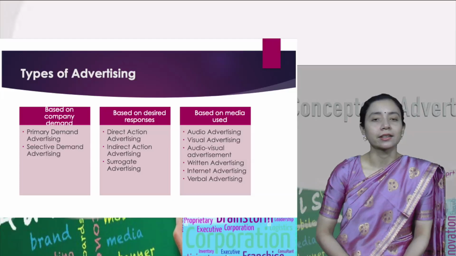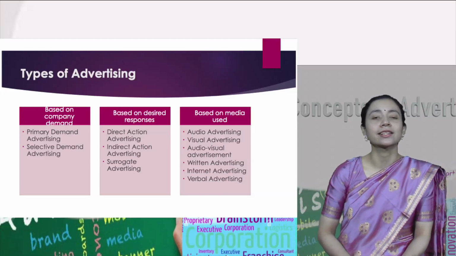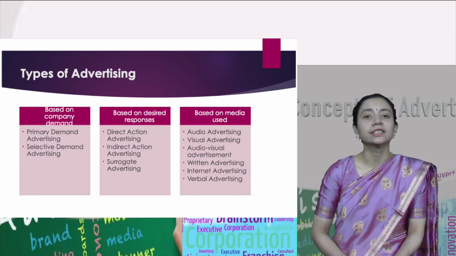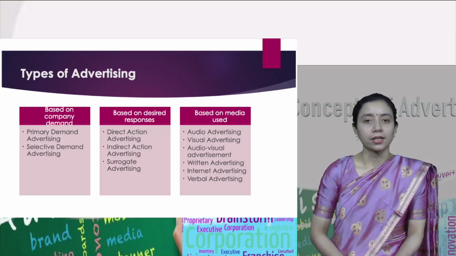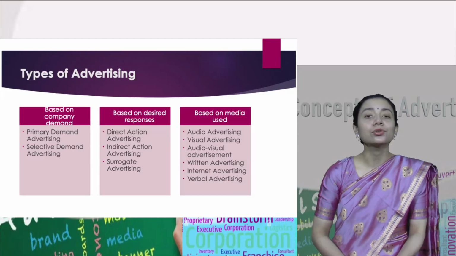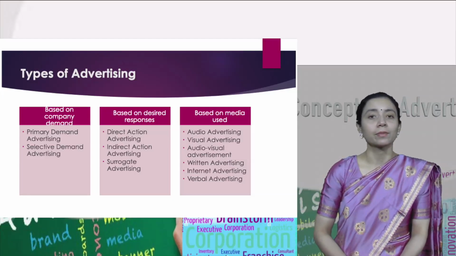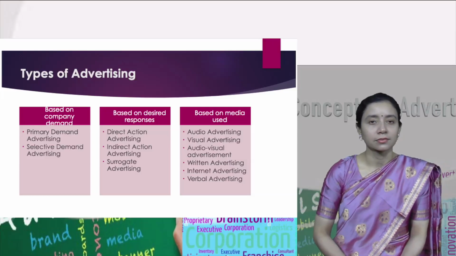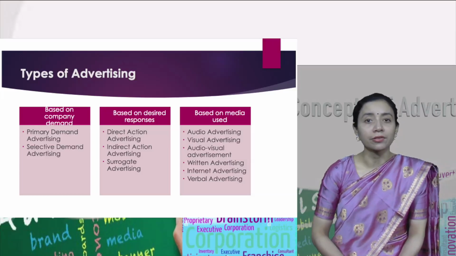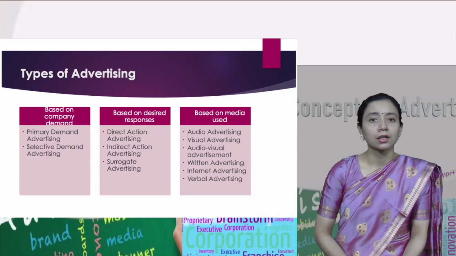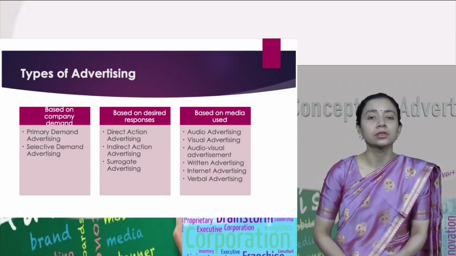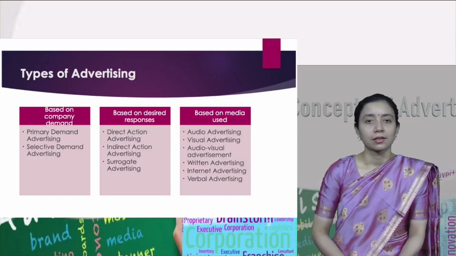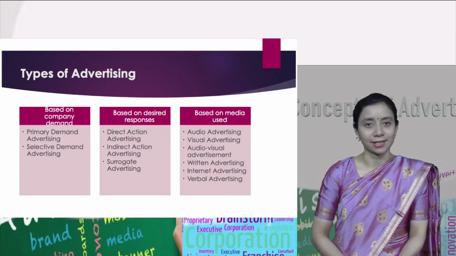Fifth important category is classification based on desired responses. And under this category, we have direct action advertising. This particular type of advertising is done to get immediate responses from customers. Suppose some kind of sale is going on, coupons are being offered. So you're trying to directly influence the buyers to purchase a particular product.